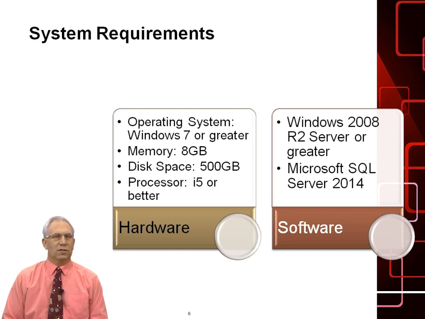Server 2014. The installs in the labs can be done on a native box, or they can also be performed using some sort of virtualization, whether that's VMware, Oracle's VirtualBox, or Hyper-V. Regardless, the systems would have to be configured this way. The hardware, you need at least 8 gigs of memory, 500 gigabytes of disk space with an i5 processor or better, and installing on a server class machine, Windows 2008 R2 or greater.